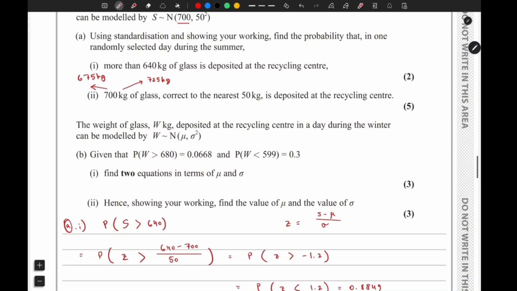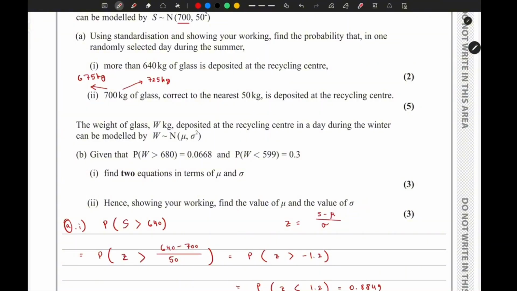Now for the next question: the weight of glass, W kilograms, deposited at the recycling center in a day during the winter can be modeled by W ~ N(mu, standard deviation squared). Given that the probability of W is greater than 680 is 0.0668 and the probability of W is less than 599 is 0.3, find two equations in terms of mu and standard deviation.